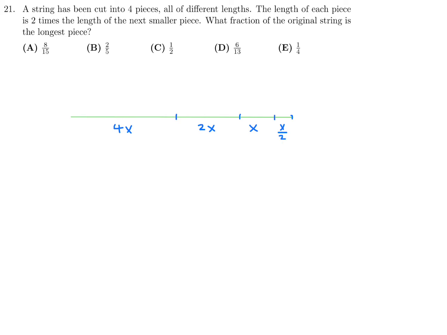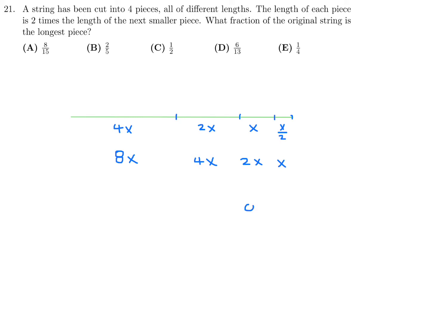A string has been cut into 4 pieces, all of different lengths. The length of each piece is 2 times the length of the next smaller piece. Or if you don't like fractions, you can use 8x, 4x, 2x, and just x. Probably a little bit easier. So what they're saying is, what fraction of the original string is the longest piece?